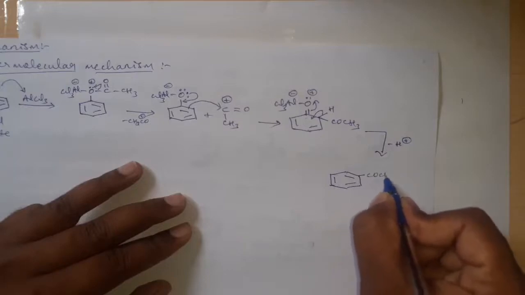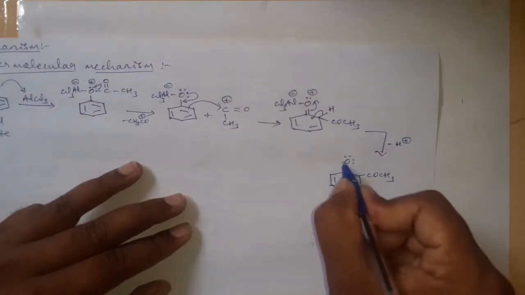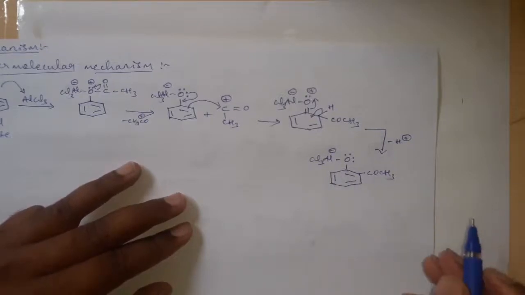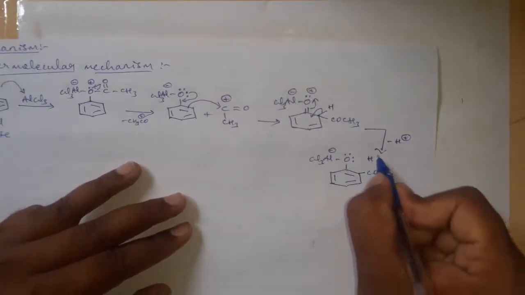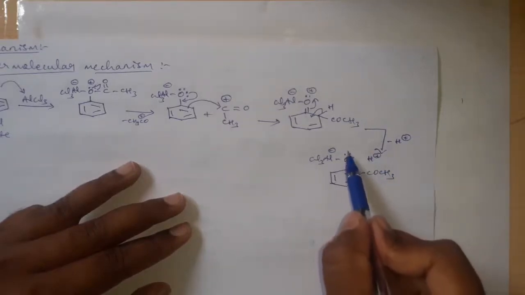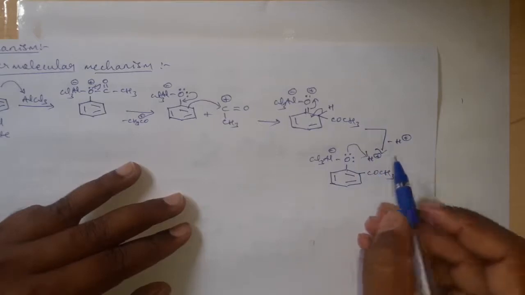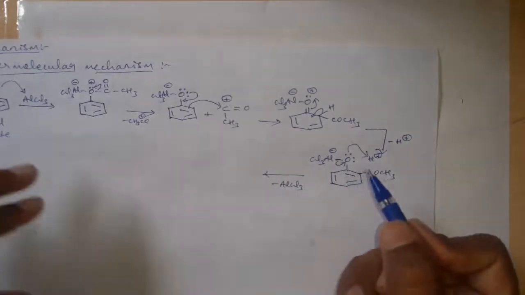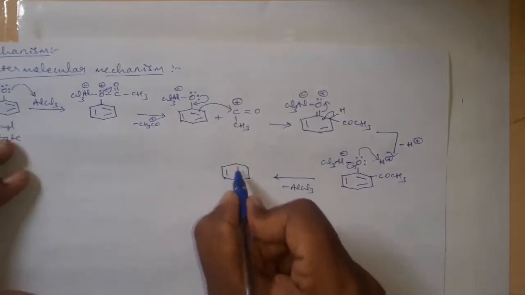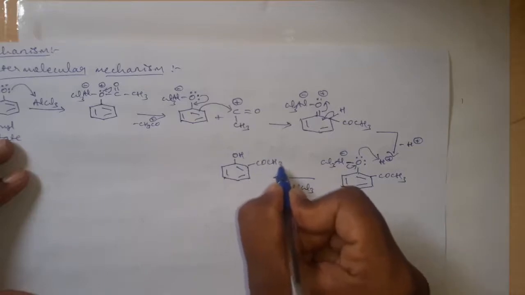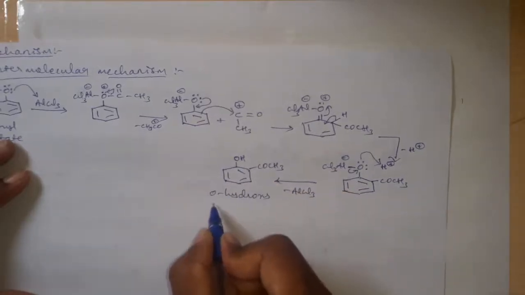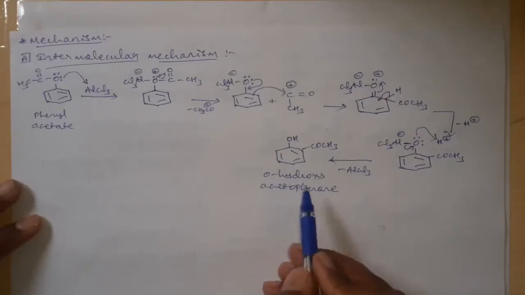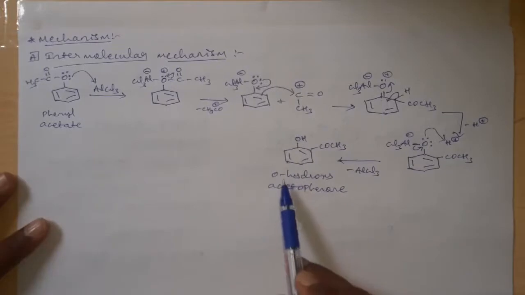COCH3, single O with two lone pairs of electrons, and AlCl3, and here Al is there with a negative charge because of the extra pair of electrons. Then we know that the loss of proton is there, and that proton is there in the reaction medium only. Now this oxygen will abstract this proton by donating a lone pair of electrons. Then this bond will shift towards the oxygen, and the loss of that catalyst, AlCl3, takes place with the formation of our desired final product, orthohydroxyacetophenone.